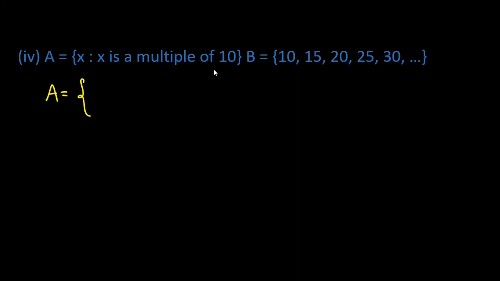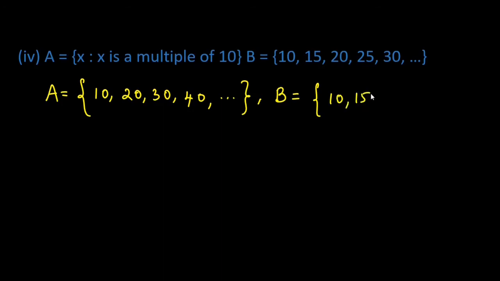X is a multiple of 10. So the numbers in roster form are 10, 20, 30, 40, like this, etc. B is 10, 15, 20, 25, 30, etc. Now let us check whether A is a subset of B.